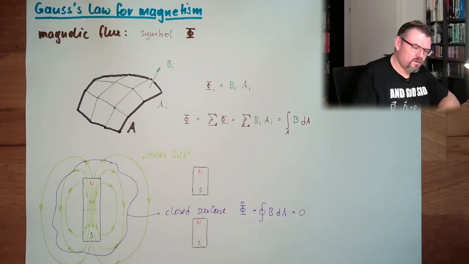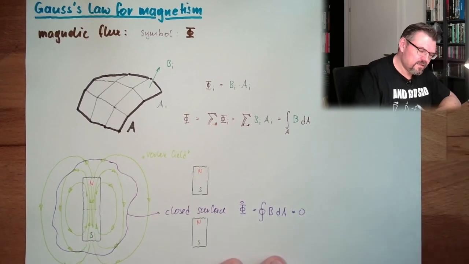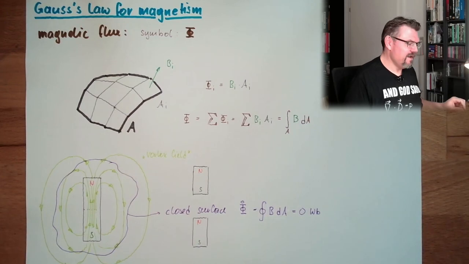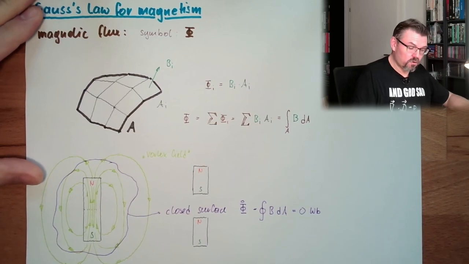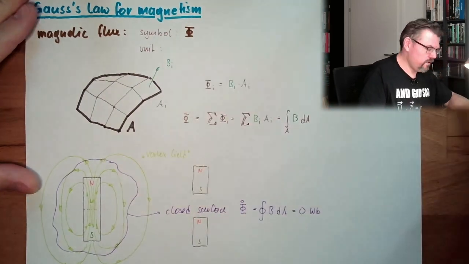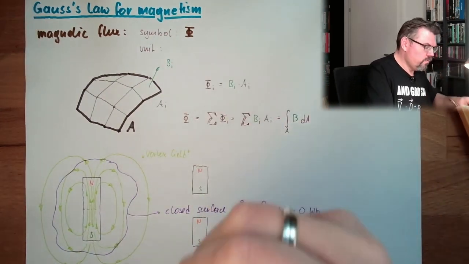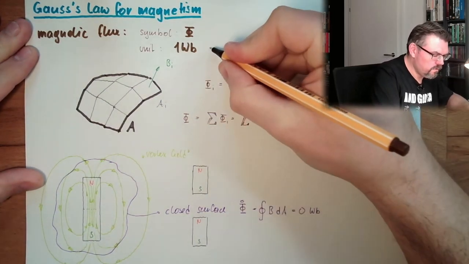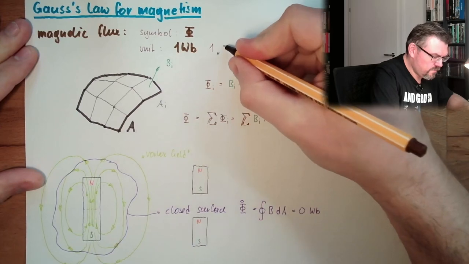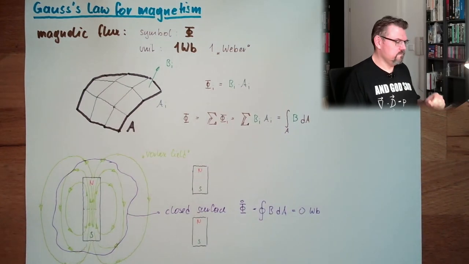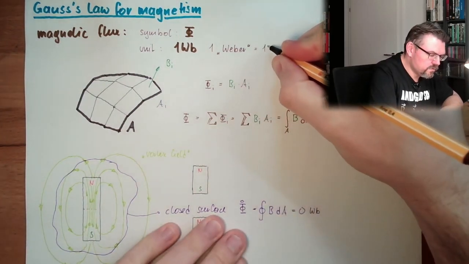By the way, what is the unit? The so-called Weber. It was funnier when I was in school because our electrotechnic teacher was called Weber. So this is the unit: 1 Weber equals 1 volt second.